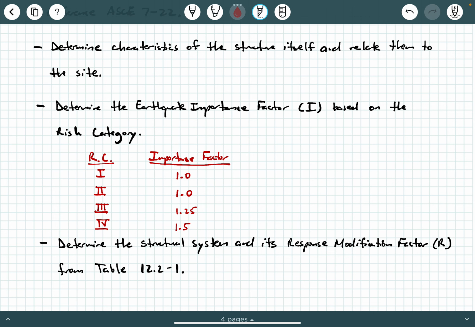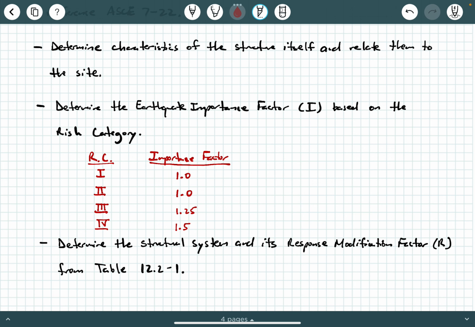The response modification factor is basically a way to quantify the ductility of the structure, okay? Typically, if you have a structural system that is more ductile, you're going to have a higher response modification factor, maybe closer to 6, 7, 8. If you have a structural system that is less ductile, or designed to be less ductile, you might have a response modification factor of 3, 4, 5, okay?